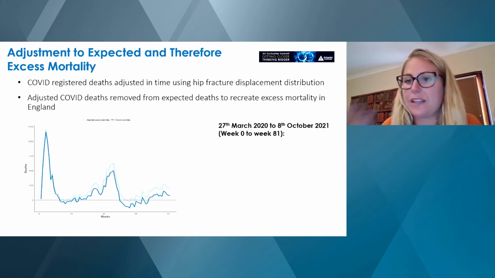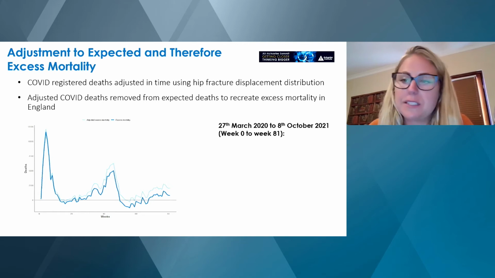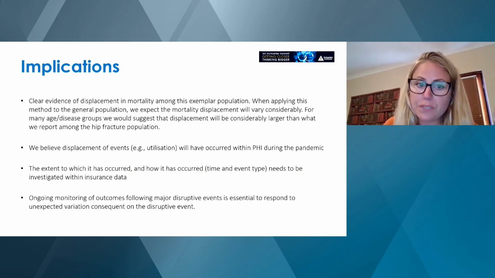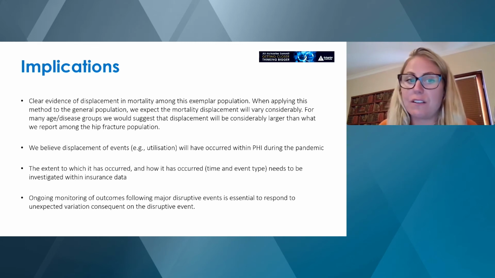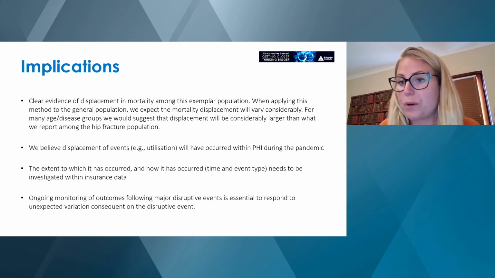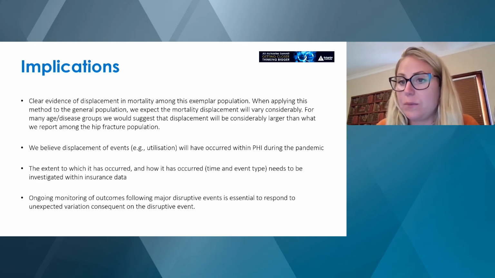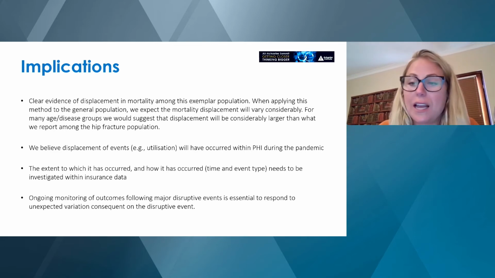And then if we were to go on and look at our excess mortality estimates, these would be inflated as a result. So we do see clear evidence of displacement among this population. And when we apply this to the general population, we're in the process of doing the modelling of that now, we expect the mortality displacement to vary considerably by age and disease groups.